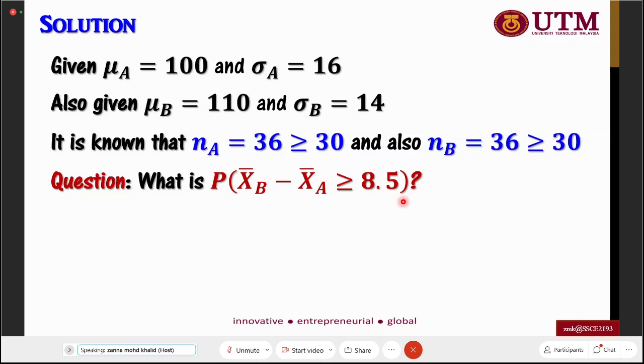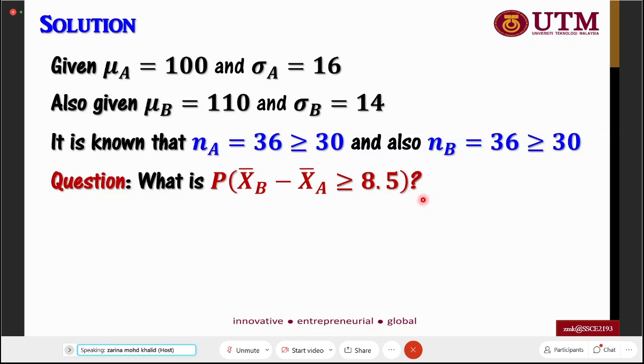In this question, it's very clear that you want the probability of x bar B minus x bar A being at least 8.5. Very clear. A little bit vague question, which is quite common, will ask what is the probability that the difference between the sample mean B and the sample mean A is at least 8.5. In that case, it could be challenging for some students to rephrase that sentence into this mathematical expression. But anyway, this is what you want to find.